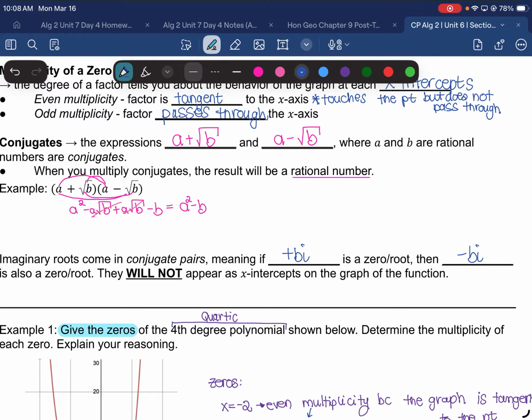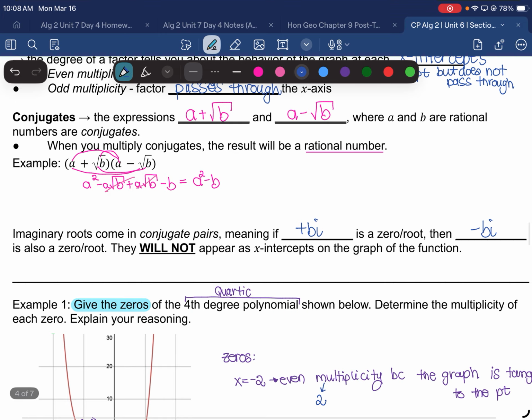-1, right. Okay. We also need to remember, I've said this like 10 times, that none of your imaginary numbers that are zeros will be x-intercepts, because they are imaginary and they're not on a graph.